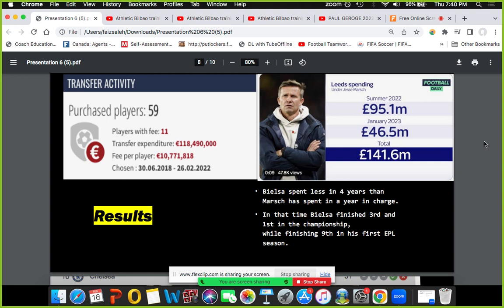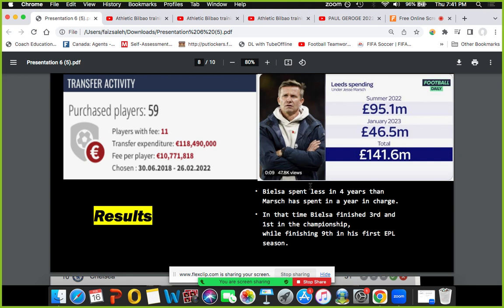So I wanted to use this slide for a comparison of Marsh and Bielsa spending. Bielsa spent 118 million euros in the roughly 4 years that he was at Leeds United. That equates to 105 million pounds. On the other side, Jesse Marsh, in essentially just a year, has spent 141 million pounds. So that's a $36 million difference. And Bielsa coached that team for 3 years longer than Marsh has. So that's ridiculous if you actually think about it.